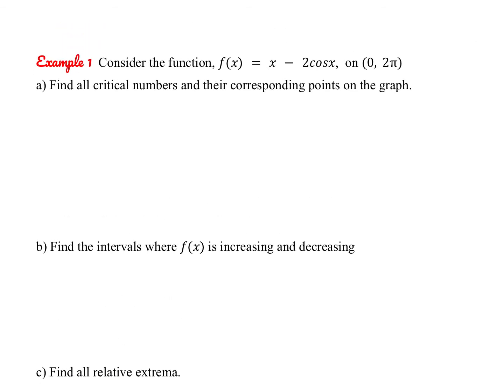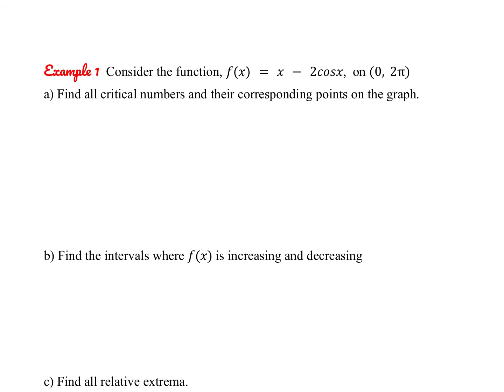All right, so let's give one of these problems a try together. We're going to look at this function, f of x equals x minus 2 times cosine of x, over the interval 0 to 2 pi. First we're going to find all of the critical numbers and their corresponding points on the graph. Remember, a critical number is where our derivative is equal to 0 or is undefined.